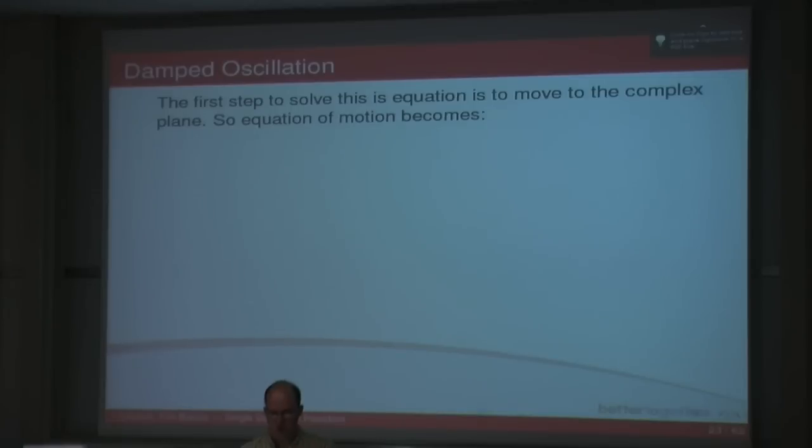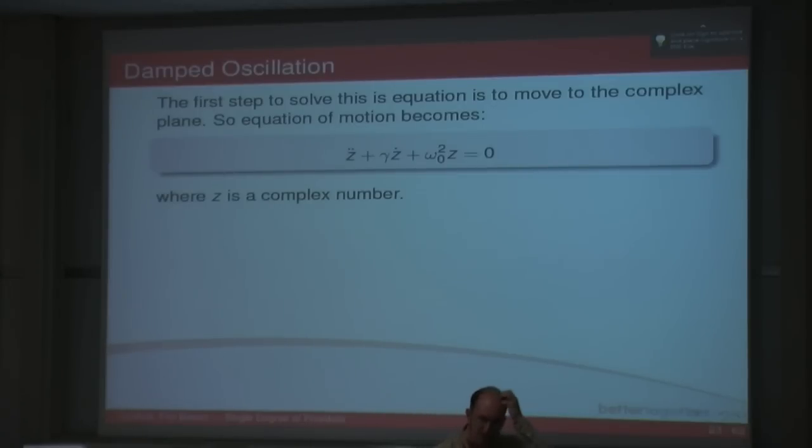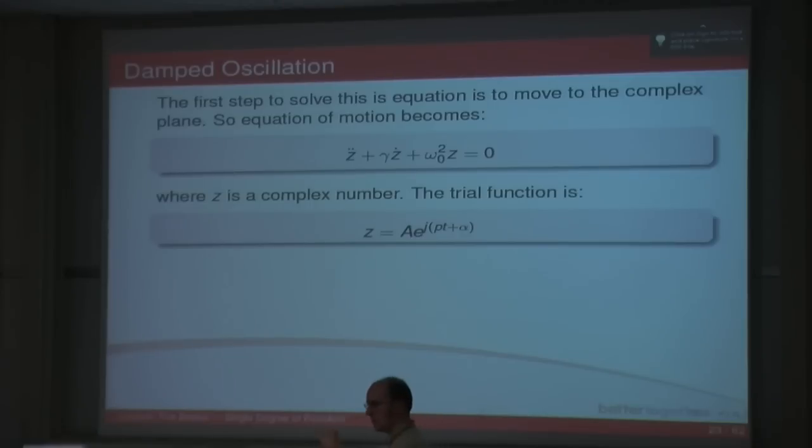Well, we've got to do some maths. This is a prime example of where using the complex plane is going to help massively, okay? So I've replaced x double dot, x dot and x with z. Z is my complex number. And so my trial function, we've moved to the complex plane. I can use A e to the power of j(pt plus alpha), here I've called it pt plus alpha, doesn't really matter, to solve my differential equation. It's a trial function, that's how you solve differential equations. And it's a complex number, so I'm using that complex version, A e to the power of j(pt plus alpha).